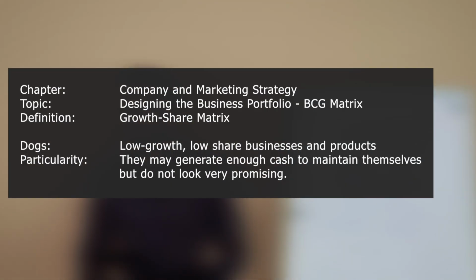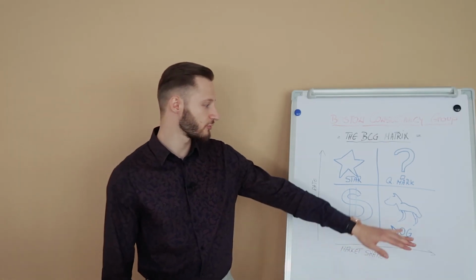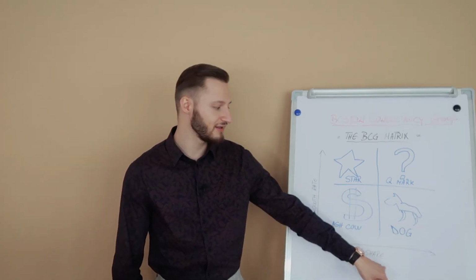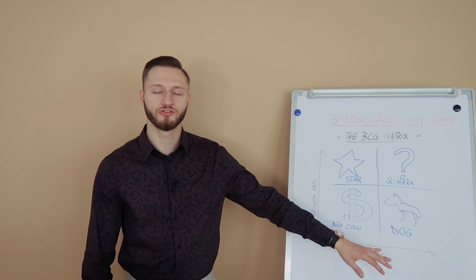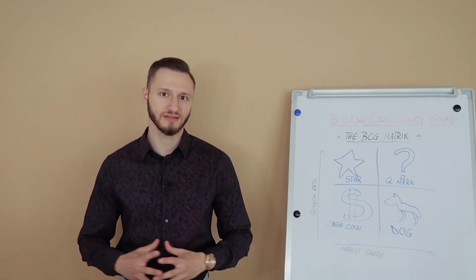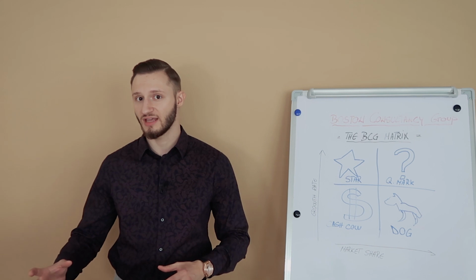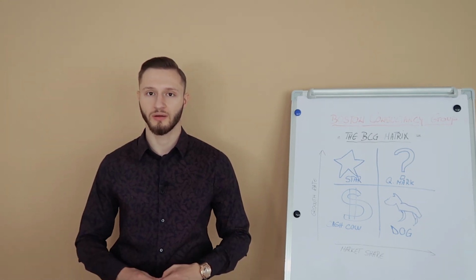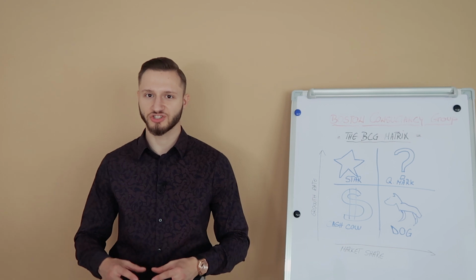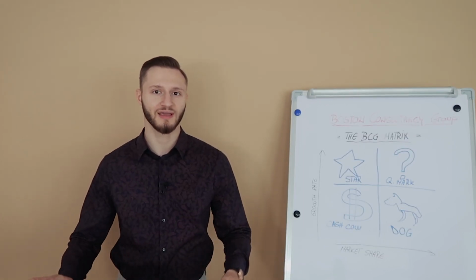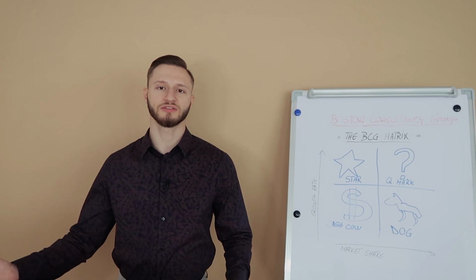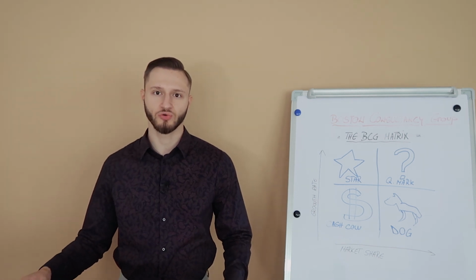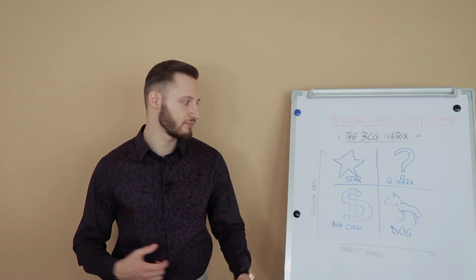And finally, there are dogs. Dogs are low growth, low share businesses and products. They may generate enough cash to maintain themselves, but do not look very promising in the future. Everybody can understand dogs. We look at our little dinosaur here. It has a little market share and a little growth rate. Basically, it's a product. Let's think about an SBU as a product. An SBU again can be a company or a product line. They don't produce that much money. Most of the times, hopefully it can sustain themselves, but in the long term, companies don't really see a strategy to grow that product into something that can be a cash cow.